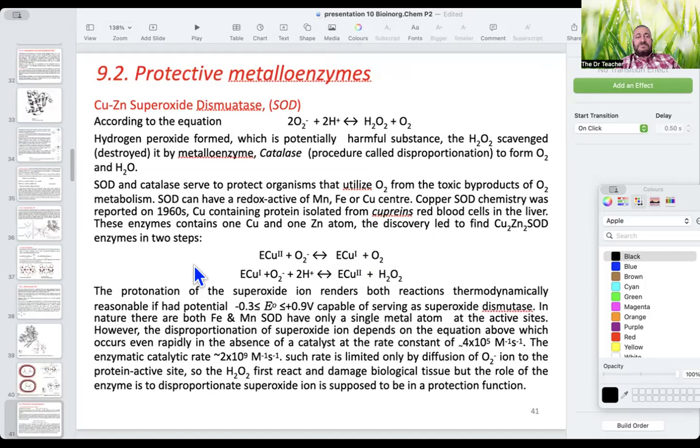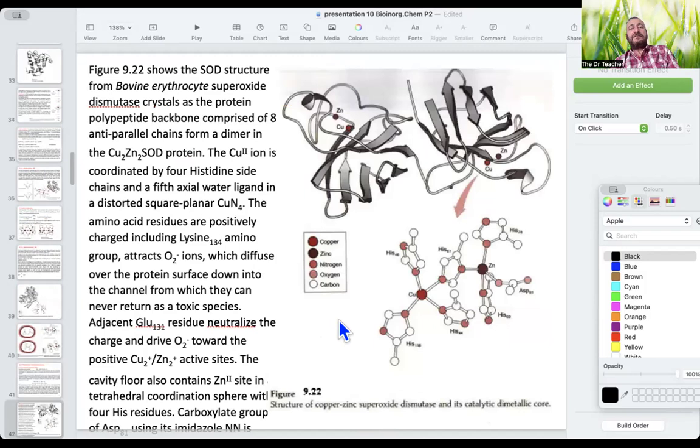Protective metalloenzymes. You have here the copper zinc superoxide dismutase enzyme. And this as well was the approach we used to reach our models, where copper is there and zinc. This is the structure of copper zinc superoxide dismutase and its catalytic dimetallic core. So there is a zinc and copper in the metal center.